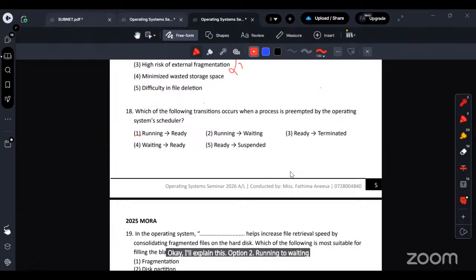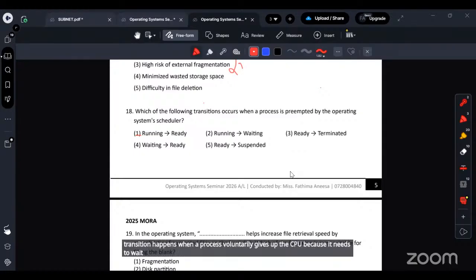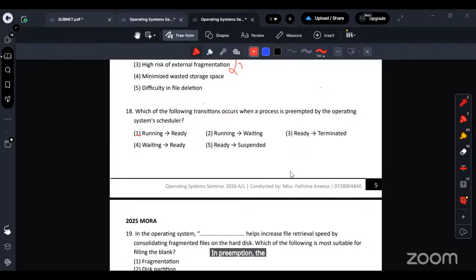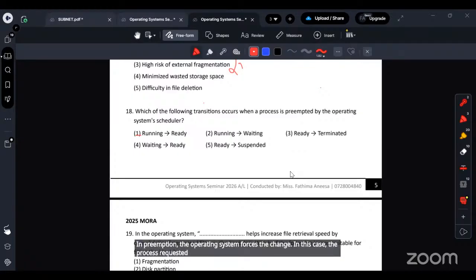Option two, running to waiting. Why it's wrong? This transition happens when a process voluntarily gives up the CPU because it needs to wait for an event such as an input output operation or a signal. In preemption, the operating system forces the change. In this case, the process requests it. So that is wrong.